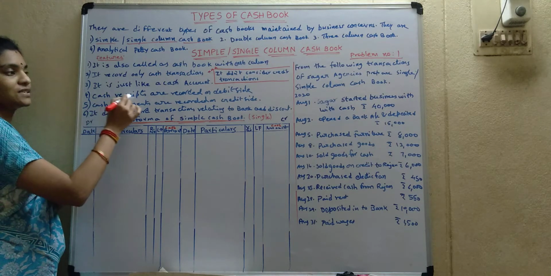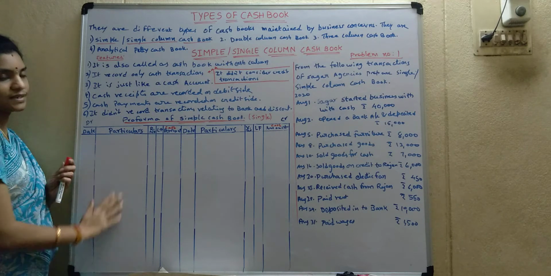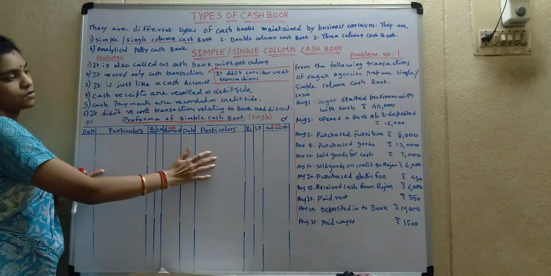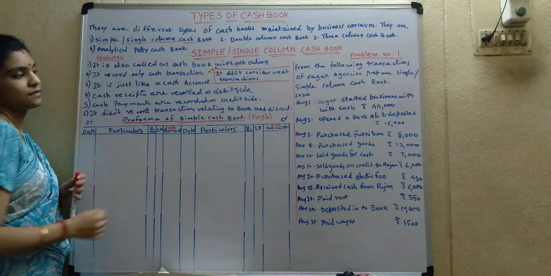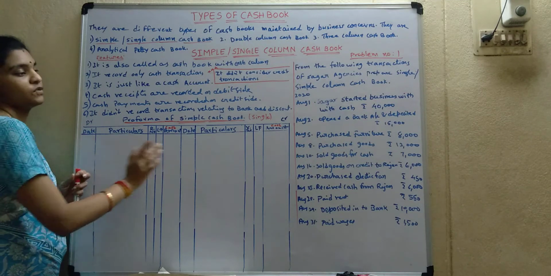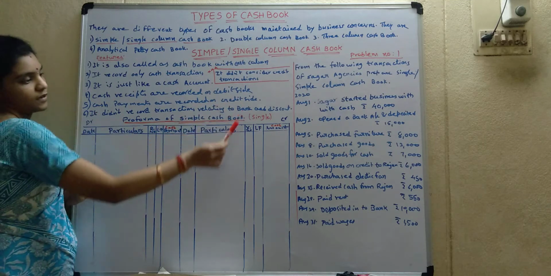Cash receipts are recorded on the debit side. This column is called the receipts side, and this column is called the payment side. We record the receipts on the debit side and we record payments on the credit side. Cash payments are recorded on the credit side.